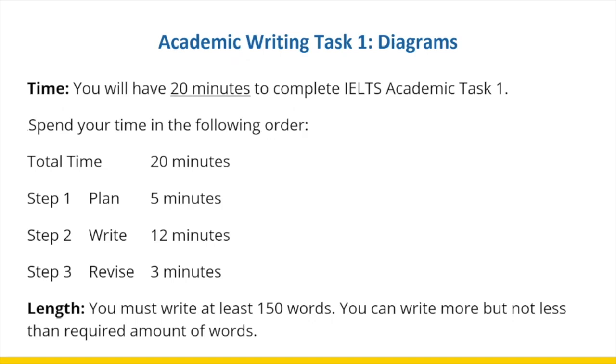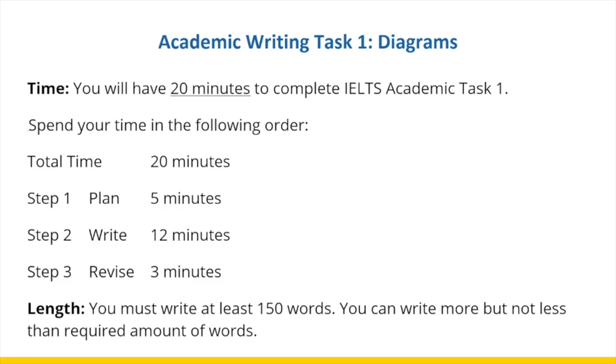In this slide, we'll have a brief overview of academic writing task 1 about diagrams. A diagram essay looks quite similar to a graphic essay, but it has different requirements. You'll be given the same amount of time, 20 minutes, to complete this task. You should spend your time in the following order. Step 1, planning your essay. It can take you about 5 minutes, but this is a very important step. So make sure to spend at least 5 minutes to read your prompt and understand your diagram.